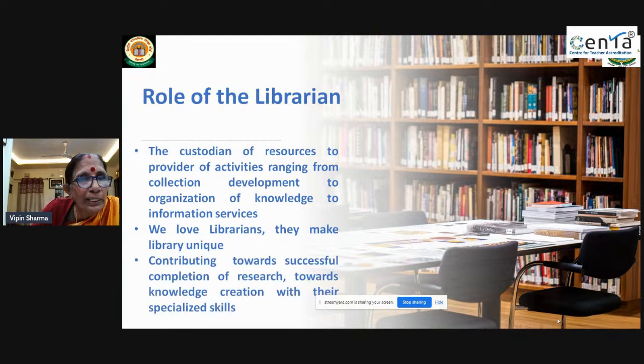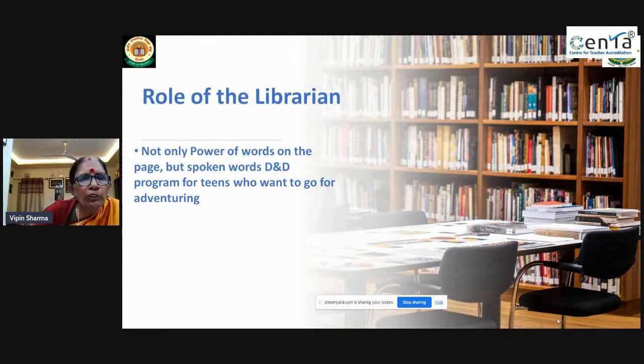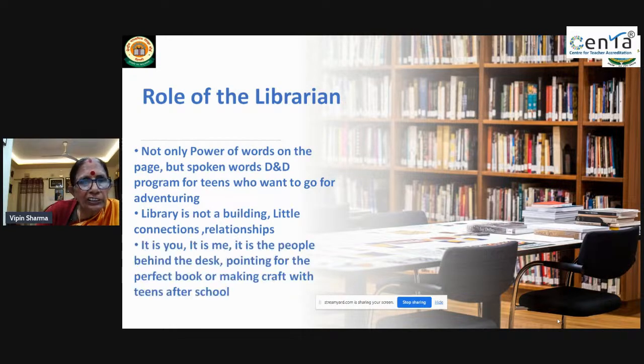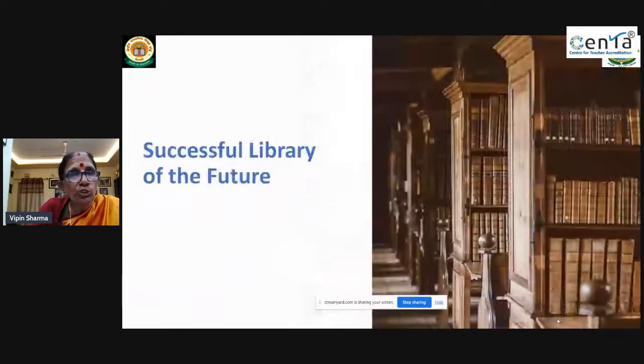We love librarians. They make the library unique. Wow. I loved my librarian. So contributing towards successful completion of research, towards knowledge creation with their skills, that is the librarian. Okay. Not only the power of words, as I said, but the R&D program for teens is building little connections, relationships. See, sorry to say that most of the children don't want to go to the library. Sorry, but doesn't matter. But it is in you. It's the people behind the desk pointing out the perfect book on making craft. Who is that? Librarian. It's a habit that has to be developed.